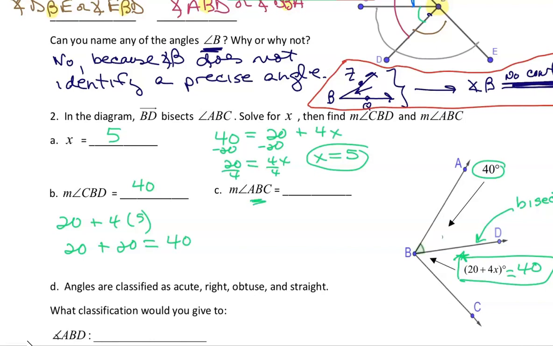Look at what ABC is. It's the big angle. So you're going to take 40 degrees plus another 40 degrees, and that's going to give you 80 degrees. That's the big angle.